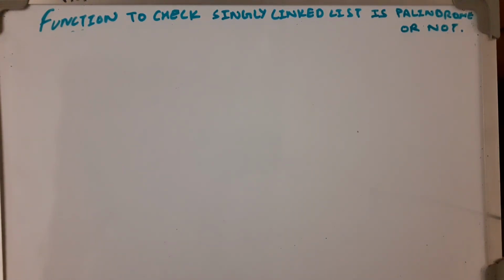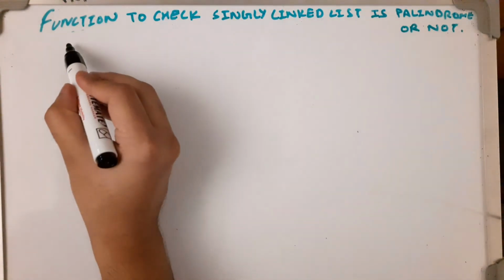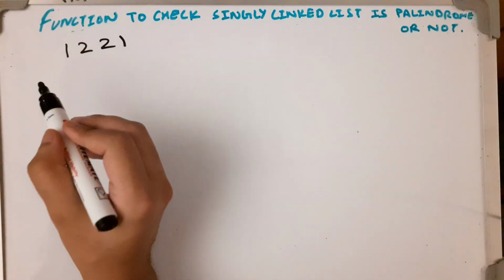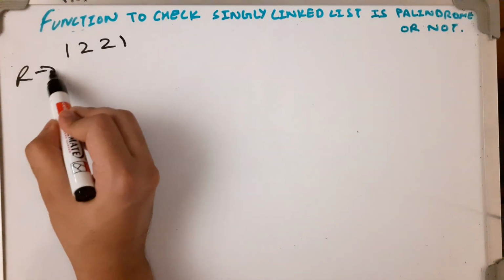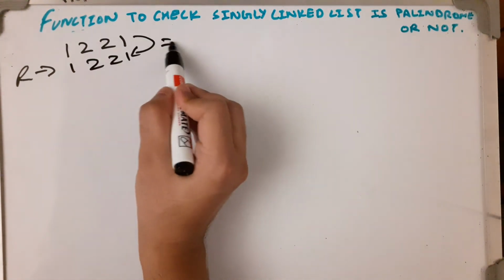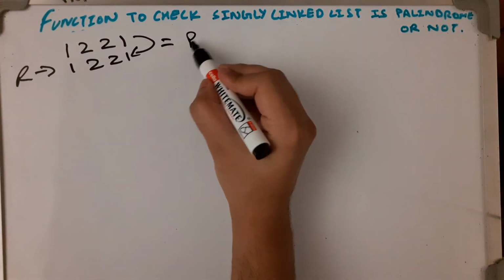Today we are going to write a function to check whether a singly linked list is a palindrome or not. As you all are aware, what is a palindrome? Let me tell you once again. Suppose we have a number 1221. If I reverse this number, the reverse is 1221, which is equal to this number, so that is a palindrome.